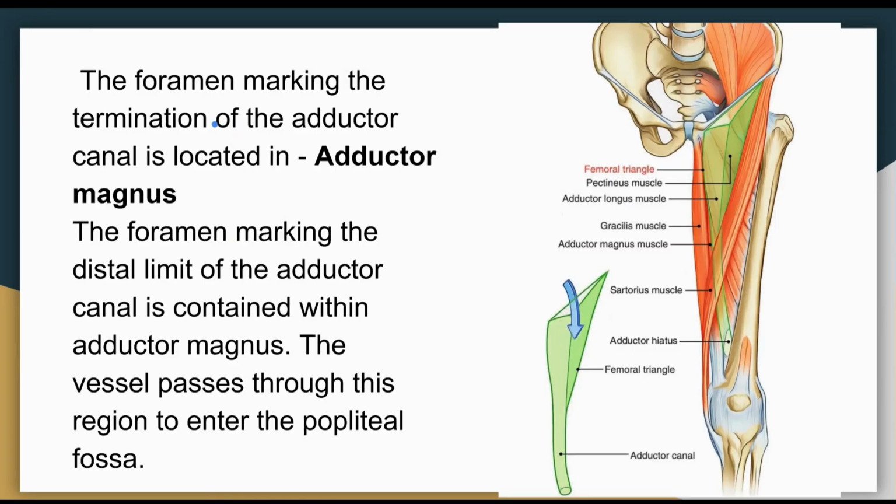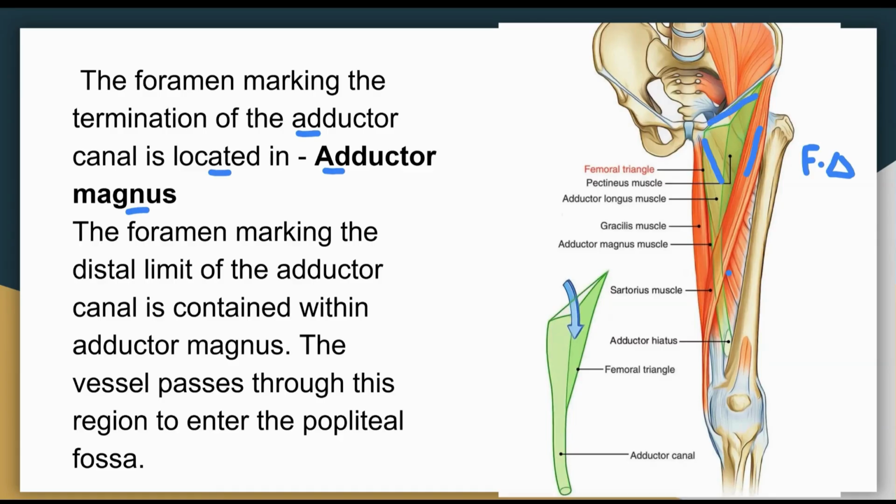The foramen marking the termination of the adductor canal is located in? It is going to be the adductor magnus muscle. Now, here you can appreciate that we have two very important structures, the femoral triangle and the adductor canal. The femoral triangle is bounded by the sartorius and the adductor longus: sartorius on the lateral side, adductor longus on the medial side, and superiorly by the inguinal ligament.